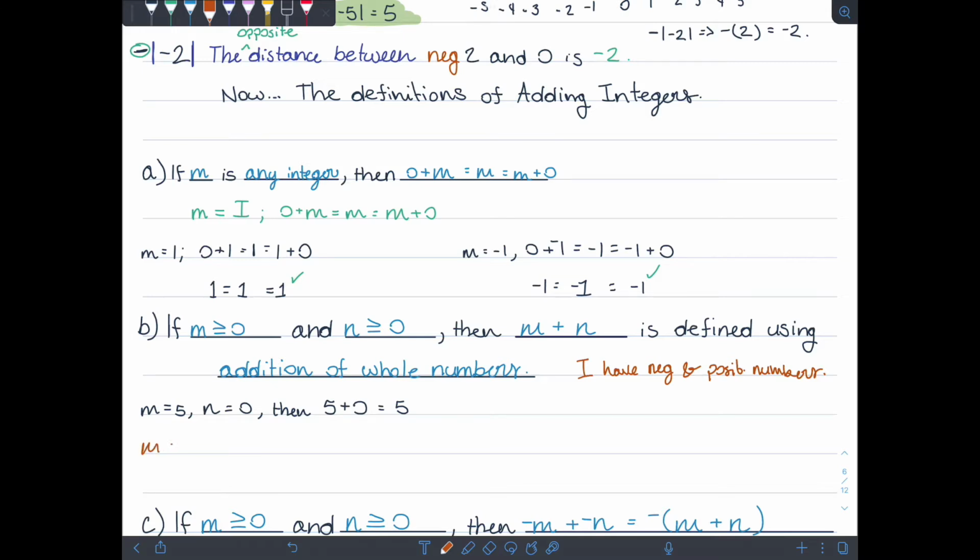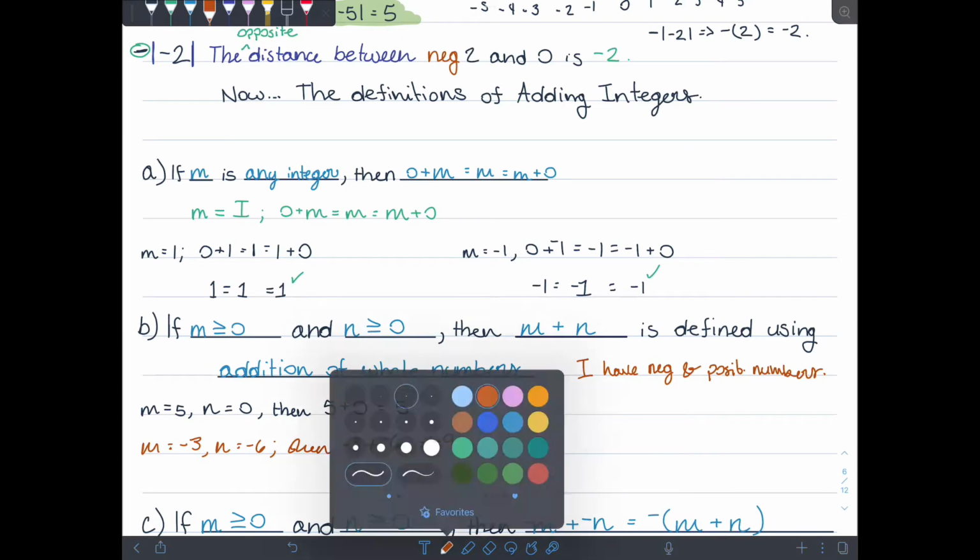Here, let's say that m is equal to negative 3, and n is equal to negative 6. Now then, we're going to follow this. I'm saying that 3 is bigger than 0 and 6 is bigger than 0. We're not looking at the actual sign, positive or negative. We're looking at the absolute value of these numbers. So now following the rule, negative 3 plus negative 6 is negative 9.